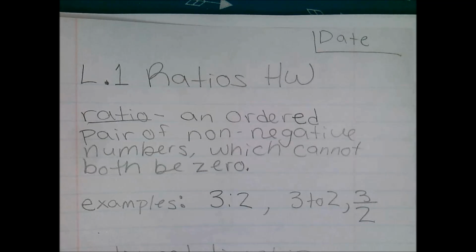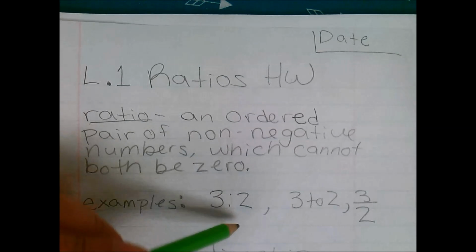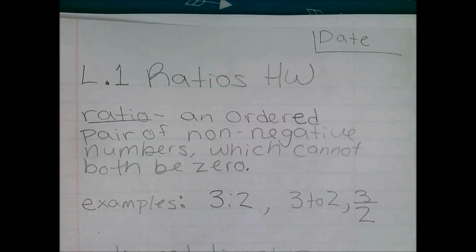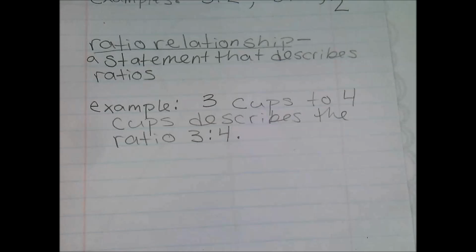Now some examples of a ratio written in 3 different ways are 3 to 2 using the 2 dots, 3 to 2 using the word to, or 3 over 2. Now all 3 of these examples represent the same ratio. That's just the 3 different ways we can write it. So please make sure you are writing down this full definition and all of the examples in your math notebook. Feel free to pause this video at any time.